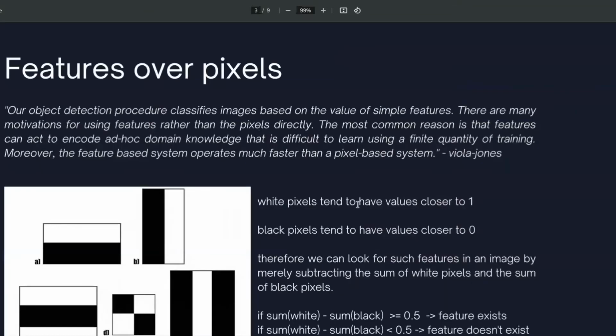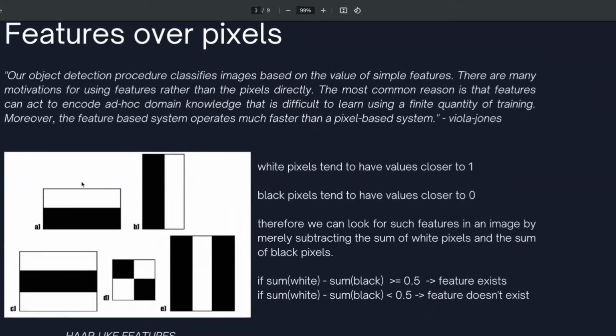So Viola and Jones believed that each face could be detected by looking for something they called Haar-like features. Haar-like features are certain patterns whose combinations, when found in an image, determine if it is a face or not. And some of the Haar-like features are shown in the image on this slide.